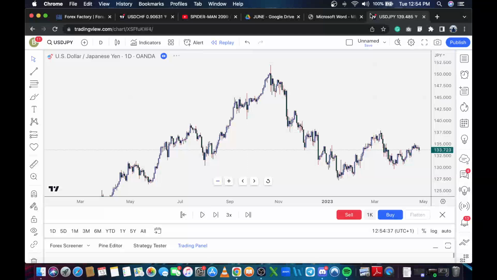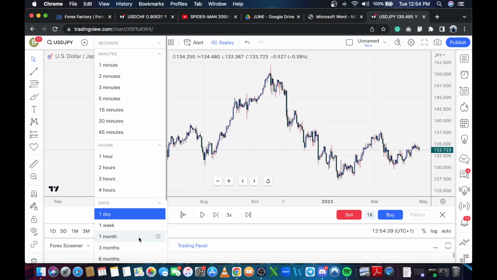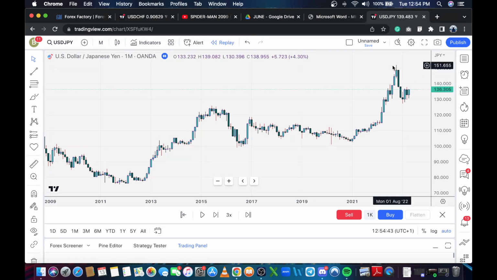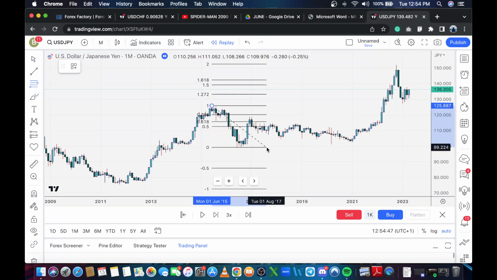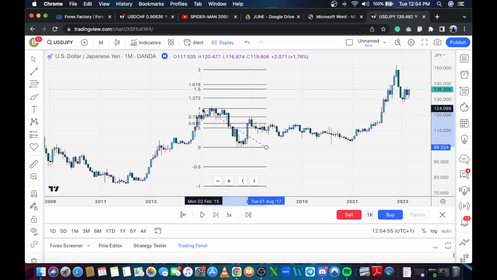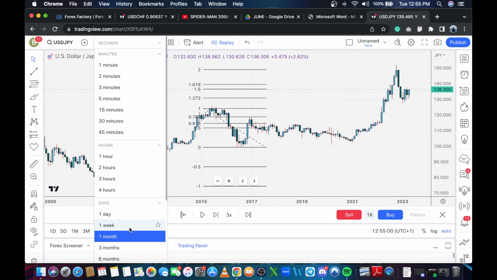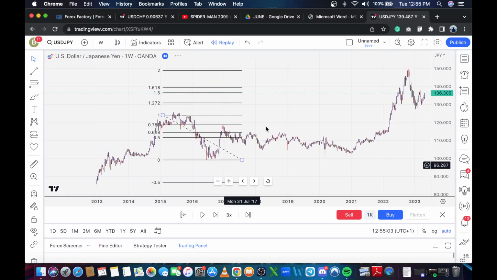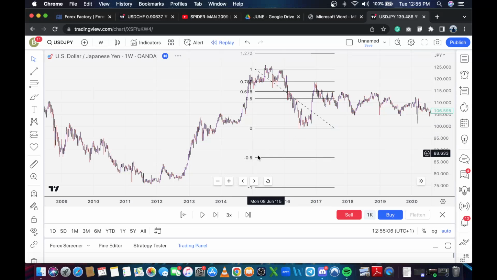Now, just to go through the monthly or the long-term analysis and what that will look like here, you can see this high up here is as a result of the range from here. So we have a range here, and what I'm going to do is take this down to a weekly time frame, to get a clearer narrative.